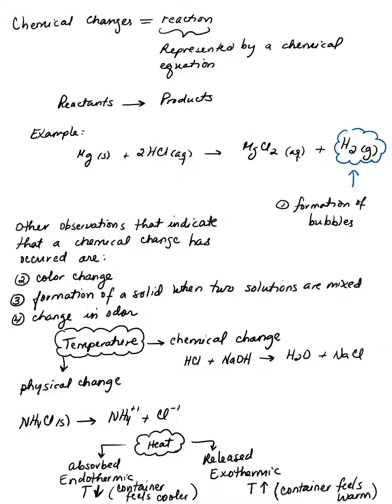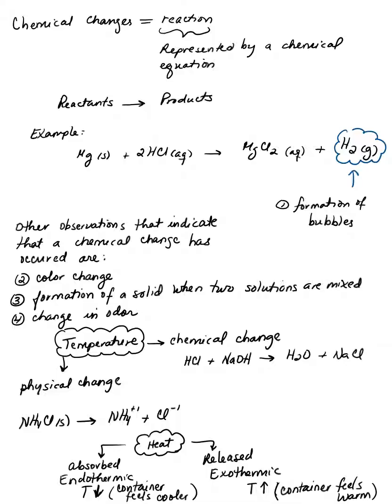A chemical equation is represented by the reactants on the left side of an arrow and the products on the right side of an arrow. You can have one reactant to products, or two reactants to products, or two reactants, one product. The amount of reactants and products is going to be determined by the specific type of reaction that you have. An example of a reaction is the one that I'm giving you here, where magnesium as a solid reacts with hydrochloric acid to form magnesium chloride and hydrogen gas.